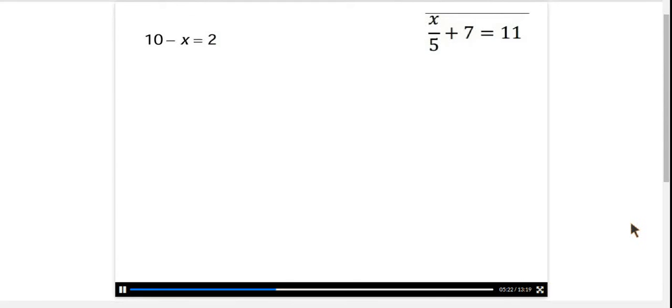number is equal to 2. Right? And you're probably already saying, oh, wait, I know. 10 minus 8 is equal to 2. Well, let's check that out, okay?